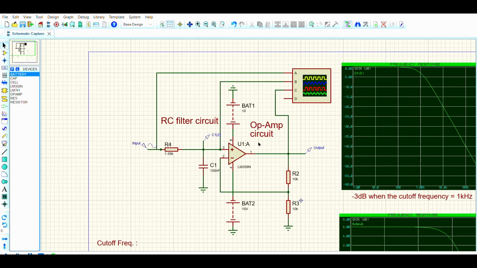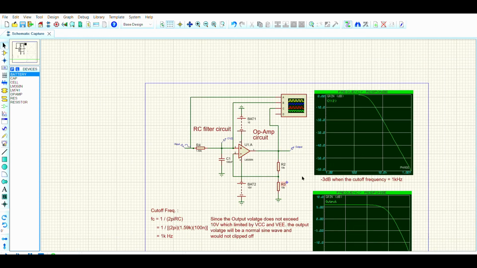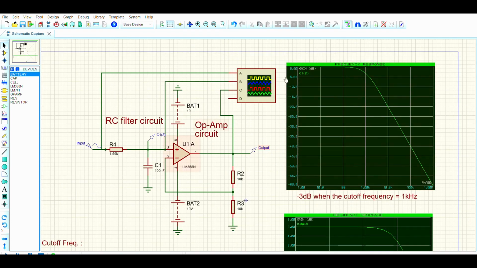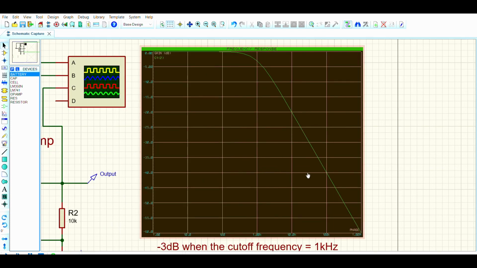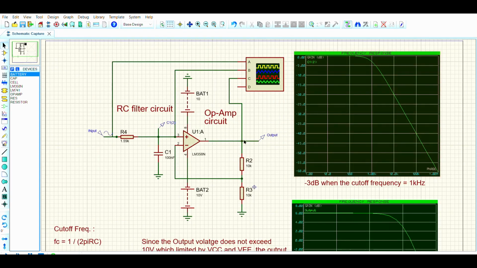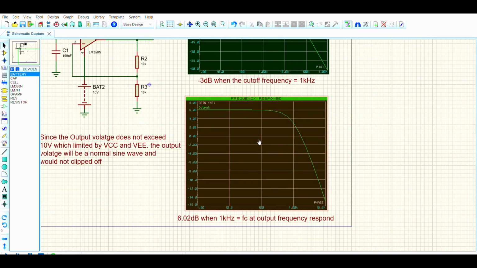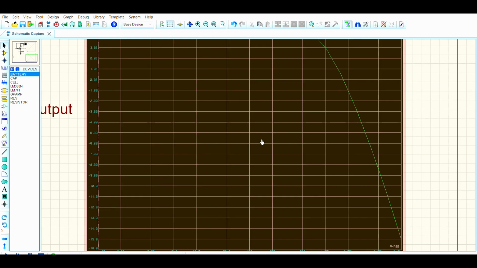Now I'm going to show you my simulation result of these circuits. As you can see here, I am testing the frequency response graph of the RC filter circuit. When I vary the frequencies, this is my frequency response graph of the RC output and the initial input. When testing using the output side and the input side, which is the transfer function of the whole circuit, we get a frequency response graph like this.